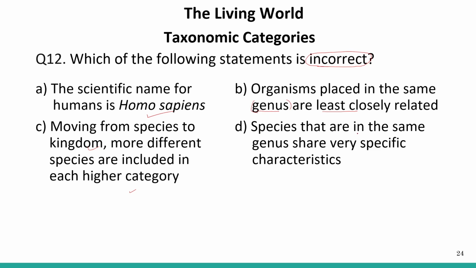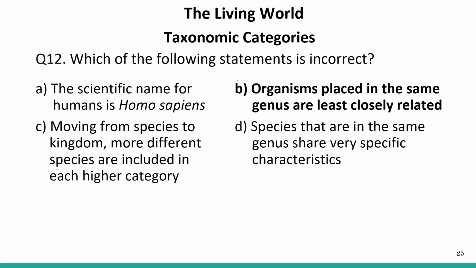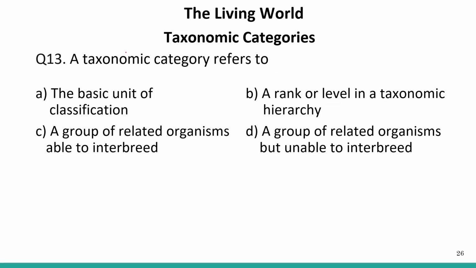Then species that are in the same genus share very specific characteristics. So this is also true, but here we have to select a statement which is incorrect. So option B should be the answer. Organisms placed in the same genus are, okay, here this least is wrong. Are least closely related. It should be are closely related. So that's why this option is not correct, and this is the correct answer for question 12.